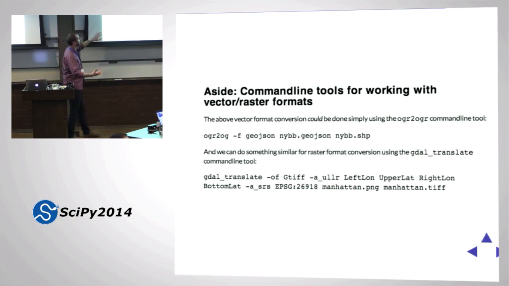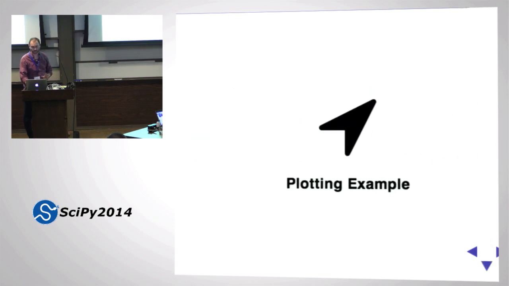We can do the same thing with a raster by using GDAL translate. So GDAL translate, output format GeoTIFF, and then here is the bounding box for that GeoTIFF. Here's the coordinate reference system for it. We'd use the PNG maybe, and then we'd output a TIFF. Okay, so these are command line tools. Use the best tool for the job, obviously. Usually it's Python, but not always, right? So that's a quick little aside.